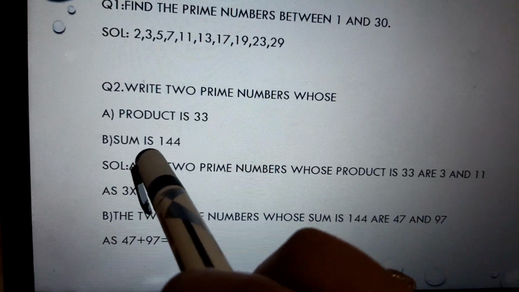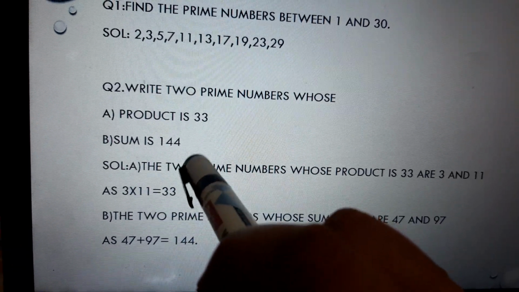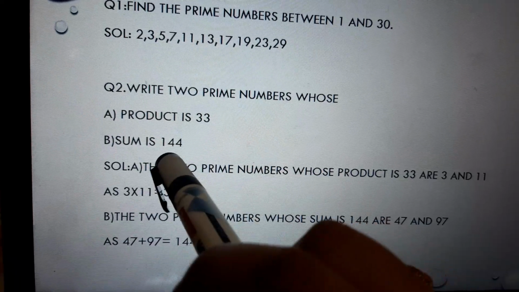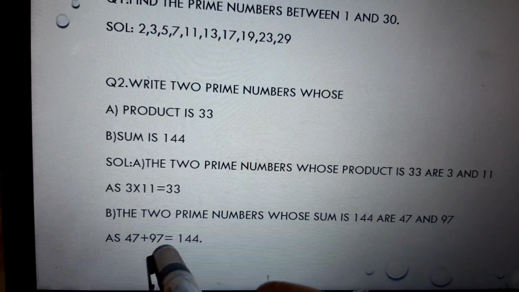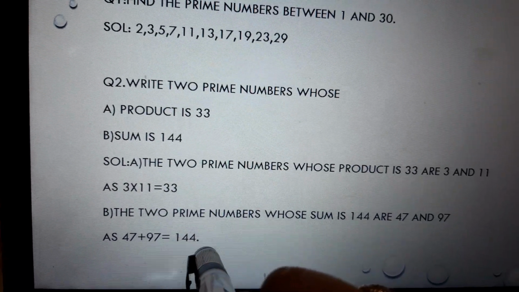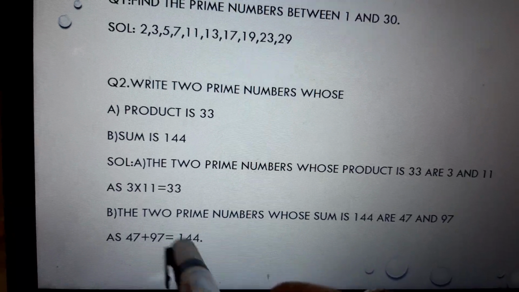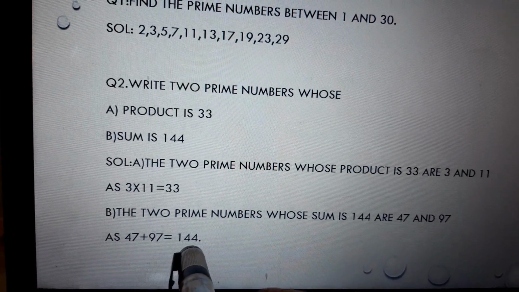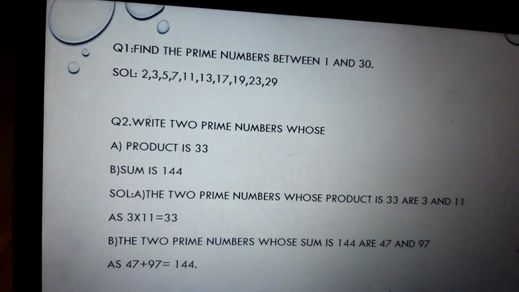B part, I have to find a pair of prime numbers whose sum is 144. Now 144, 47 and 97. These are the two prime numbers whose sum is 144. So you can check it easily, just add them. You can get 144. So these are the numbers whose sum is 144.